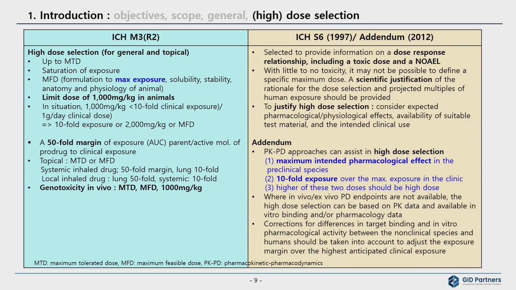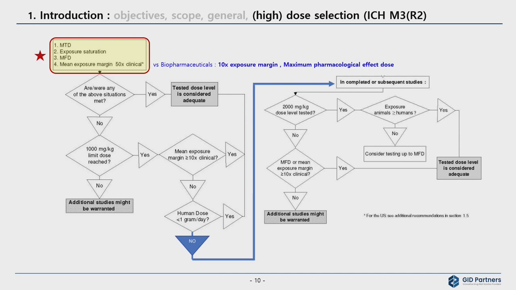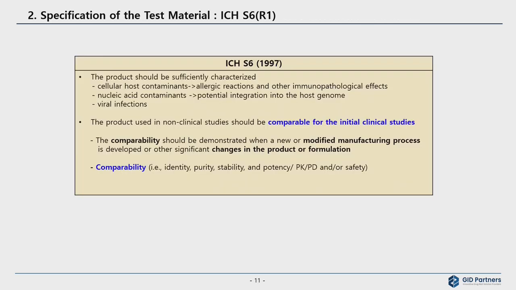In addendum, the high dose selection for biologics: when it comes to toxicity, it's more about the pharmacological effect because it has a specific effect. So the maximum pharmacological effect, the high dose shouldn't exceed that. Compared to the clinical expected dose, it's 10-fold exposure over the maximum exposure in the clinical study. For high dose, you can see the diagram here. As I said, MTD, exposure saturation, MFD, and 50-fold mean exposure margin, up to the maximum of the MTD.